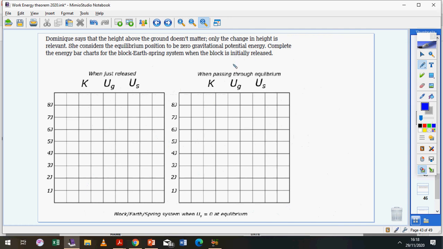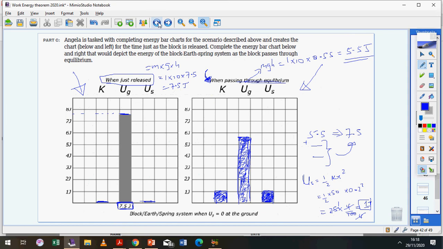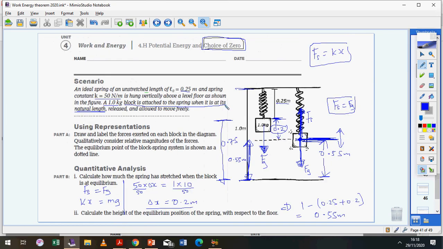So, according to Dominique, if we're only considering the point where this thing is released, and we consider its equilibrium position as our 0, so this is our 0 point. If this is 0, then we only have, since it started from this height, its displacement from this 0 position is only 0.2 meters.